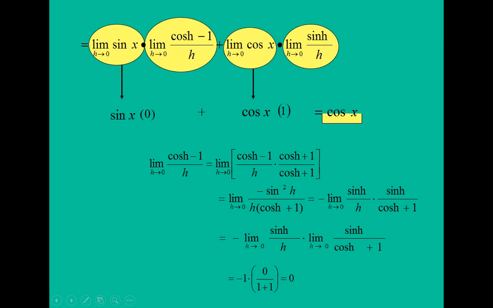So we have sine of x times 0 plus cosine of x times 1, which is just cosine of x. So that verifies what we found graphically. The derivative of the sine of x is the cosine of x.